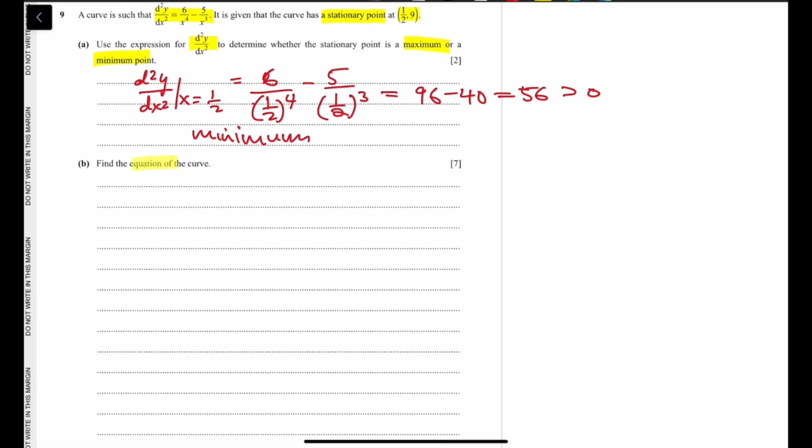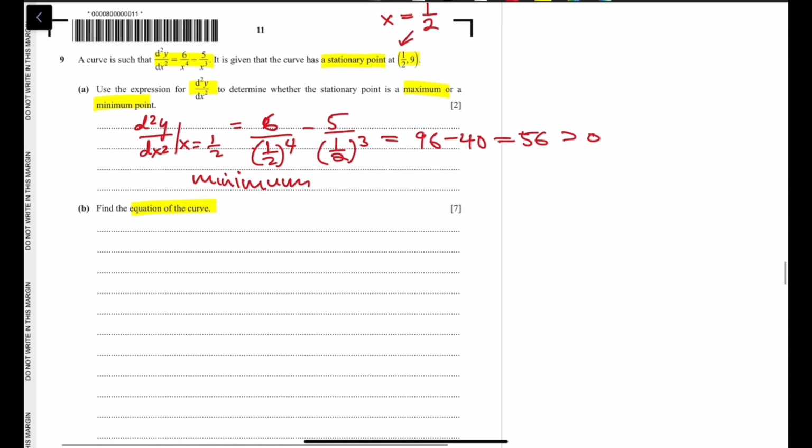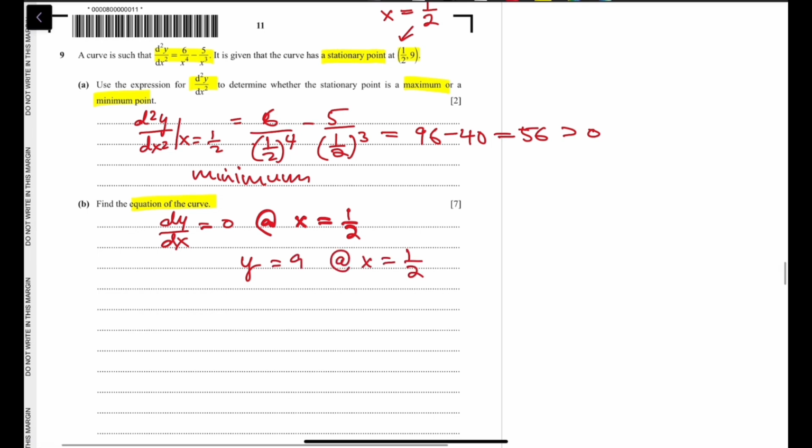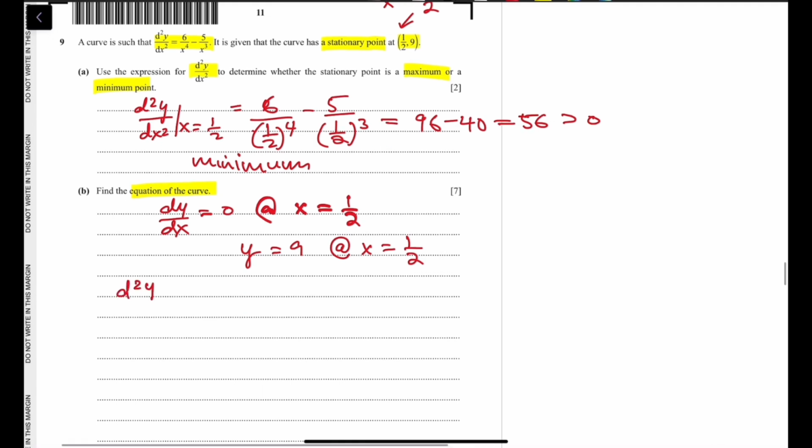Then it says find the equation of the curve. So if we have a minimum at 1/2 and 9, therefore our dy/dx, our first derivative, is equal to 0 at x equals 1/2. And y equals 9 when x equals 1/2. So we will have to do a bit of integration here. So I'm just going to rewrite our second derivative so that it's easier to integrate this. Okay, so 6 times x to the power negative 4 minus 5x to the power negative 3.